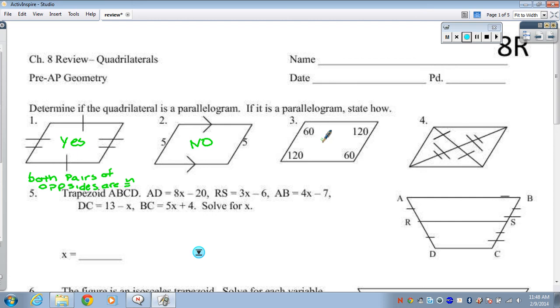Third one, yes. Both pairs of opposite angles are congruent. The last one, these two parts are congruent and these two parts are congruent. So yes, the diagonals bisect each other.